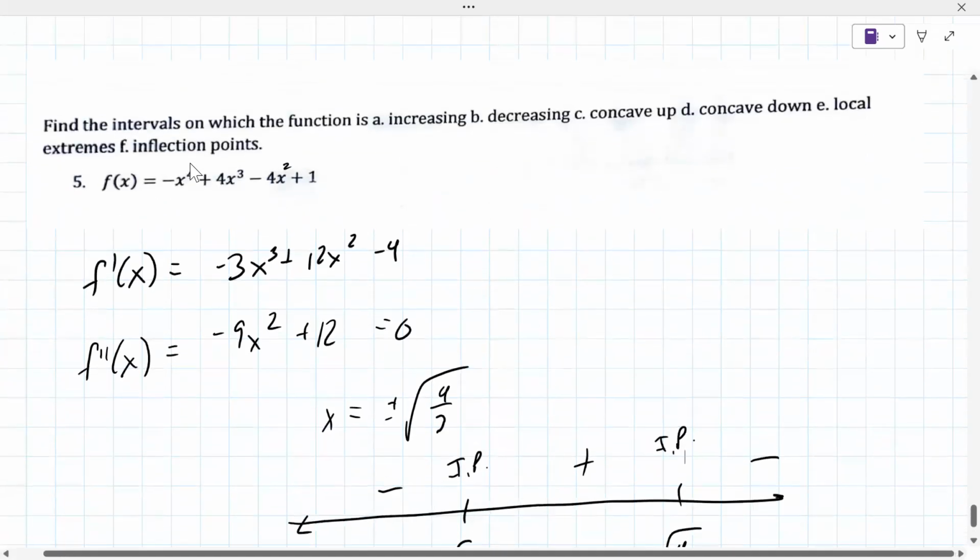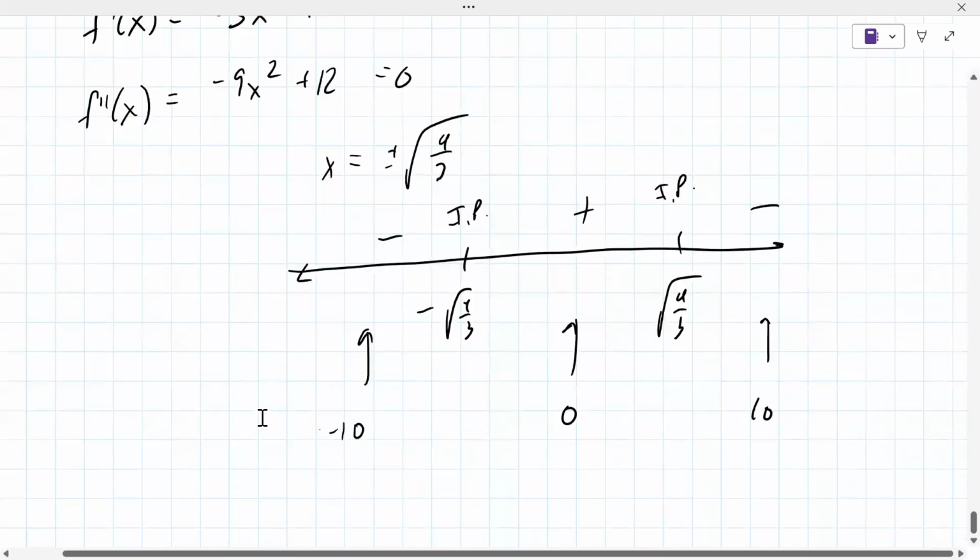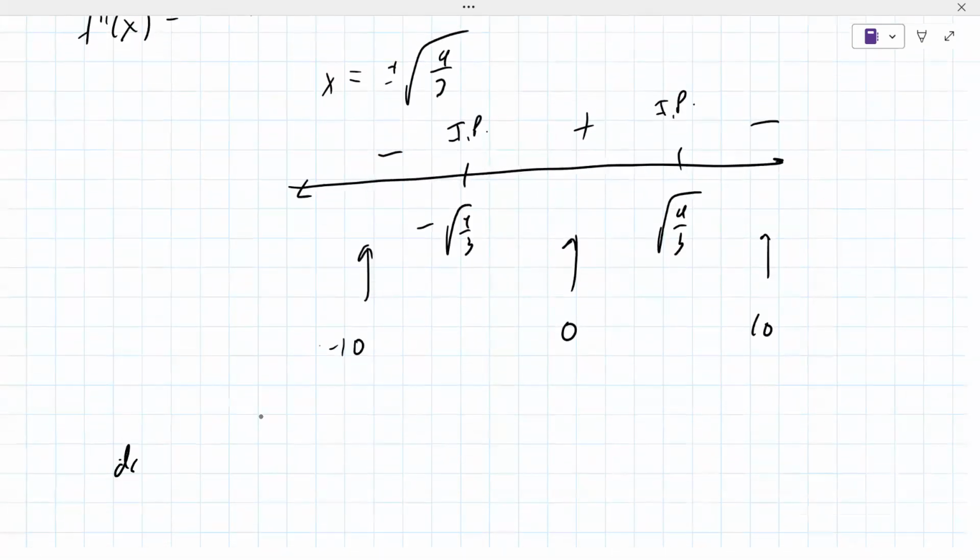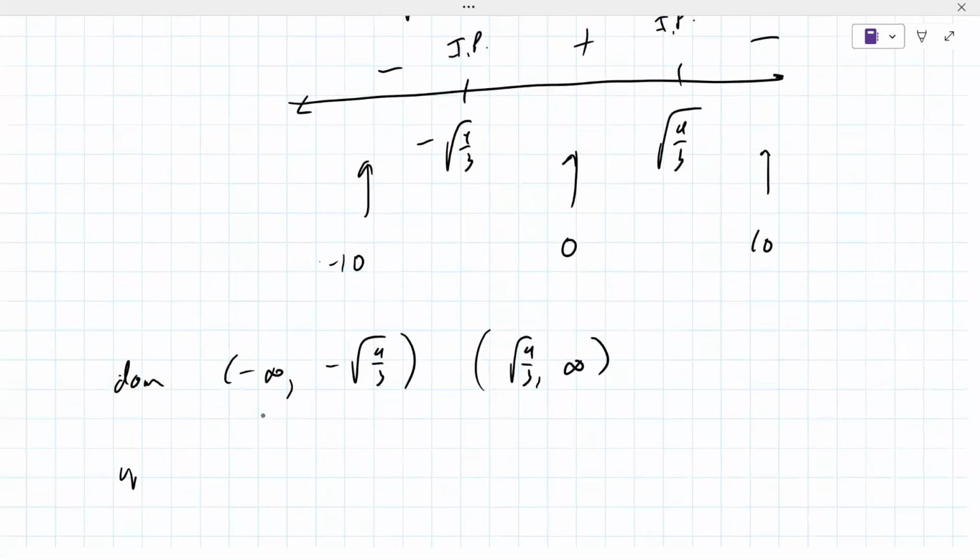But then those go back into the original if you need the ordered pair, which I don't think you need, but that's what it says here. This also tells you where it's concave up or down. So it's concave down from minus infinity to minus square root of 4/3, and square root of 4/3 to infinity. And concave up from minus square root of 4/3 to square root of 4/3.